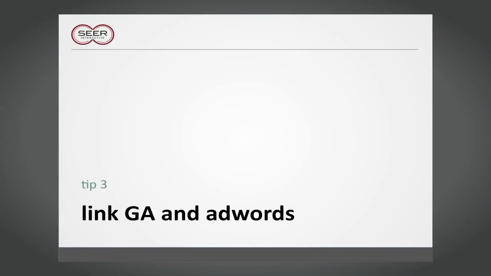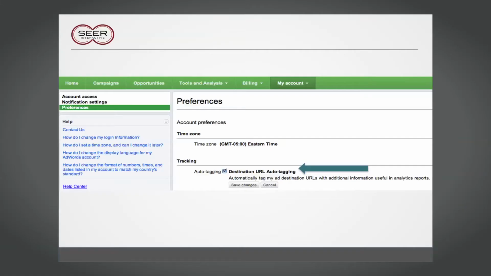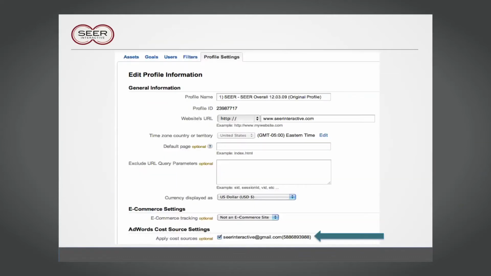Now that's for everything that isn't AdWords. For AdWords, it is so easy. We want to link Google Analytics and AdWords because they play really nicely together. We get access to even more data, and we can do auto tagging and make our lives easier. It's ridiculously easy to set up in AdWords. Turn on your destination URL auto tagging, and in GA, apply your cost source settings, and you get all kinds of fun info. So make sure you have that, because it's going to make your life easier.